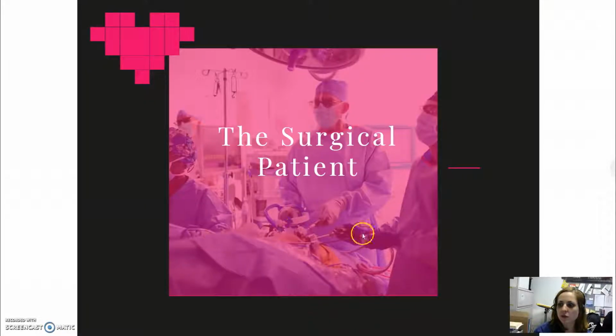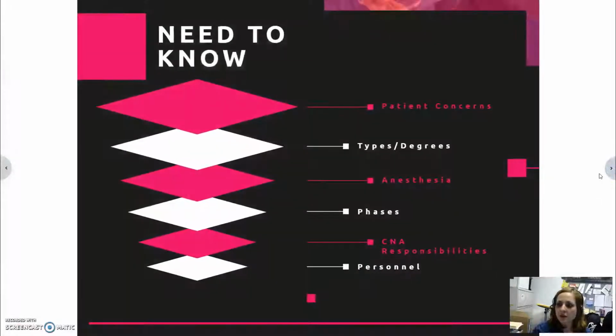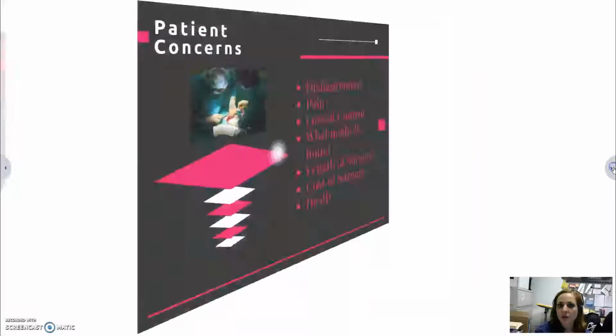Hi, we're going to talk about the surgical patient. So this is very basic information. We're going to talk about concerns for the patient, different types and degrees of surgery, different types of anesthesia, phases of surgery, your responsibilities as a CNA, and then people who are in the actual operating room.